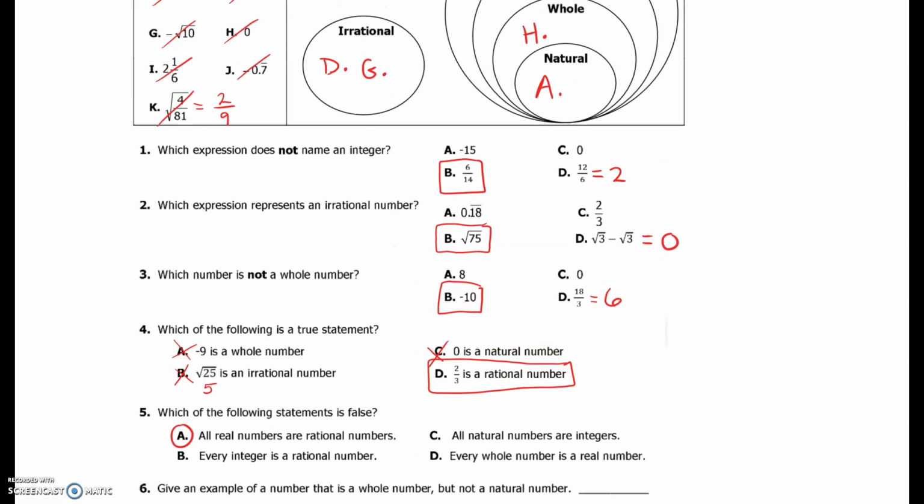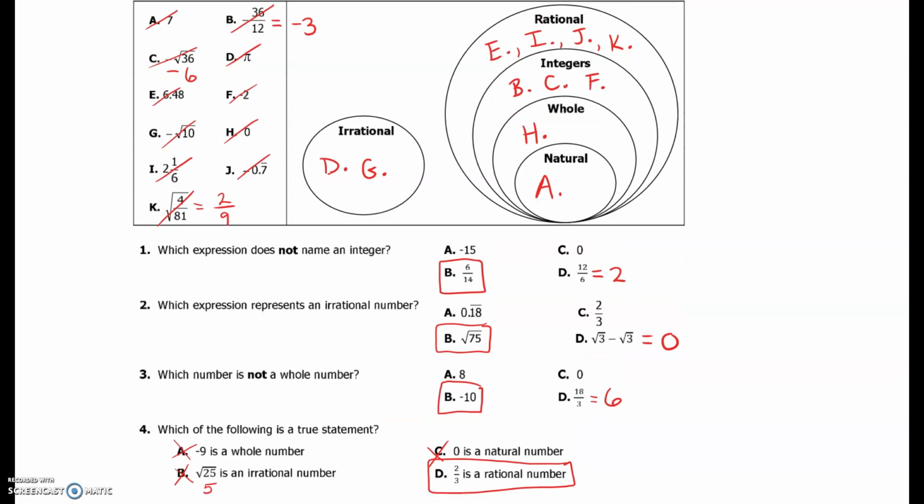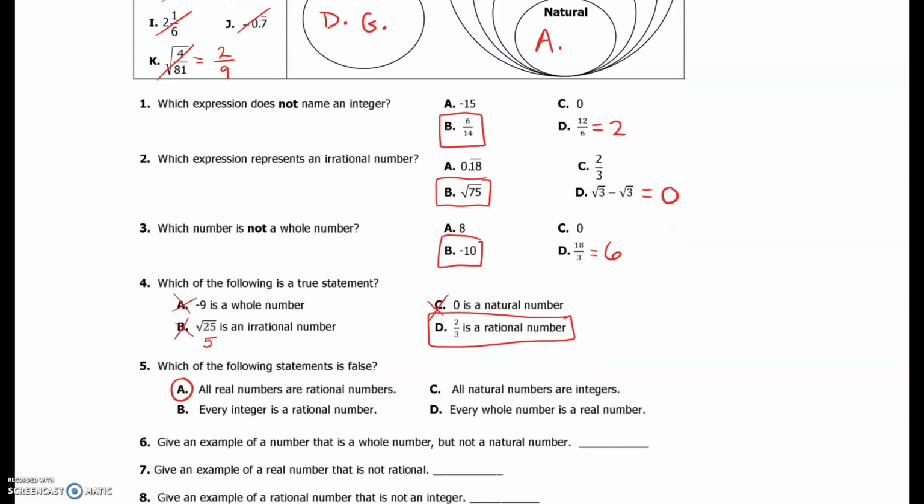Now, just to clarify, if we look at B, every integer is rational. If you look at your chart, integers are included amongst the rational circle, so that makes sense. Natural numbers are integers. Whole numbers are real numbers. If you look at the circles, natural numbers are encircled by integers, whole numbers are encircled by real numbers, so they are part of those other categories.